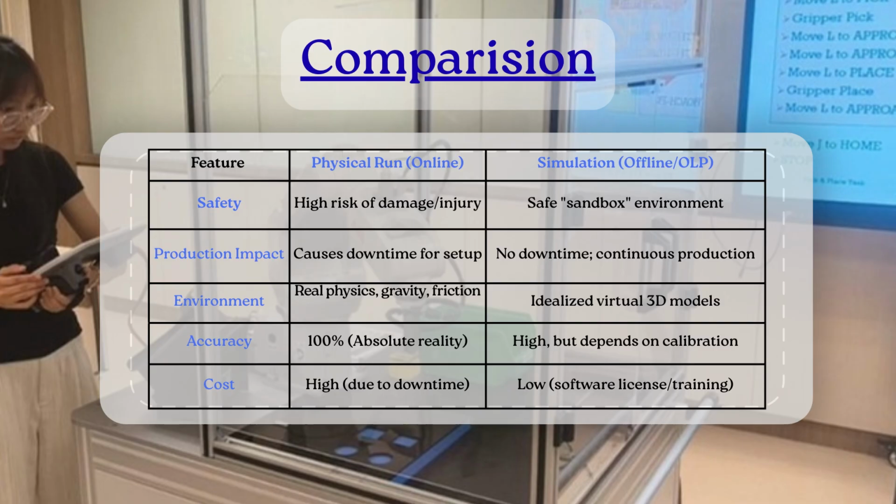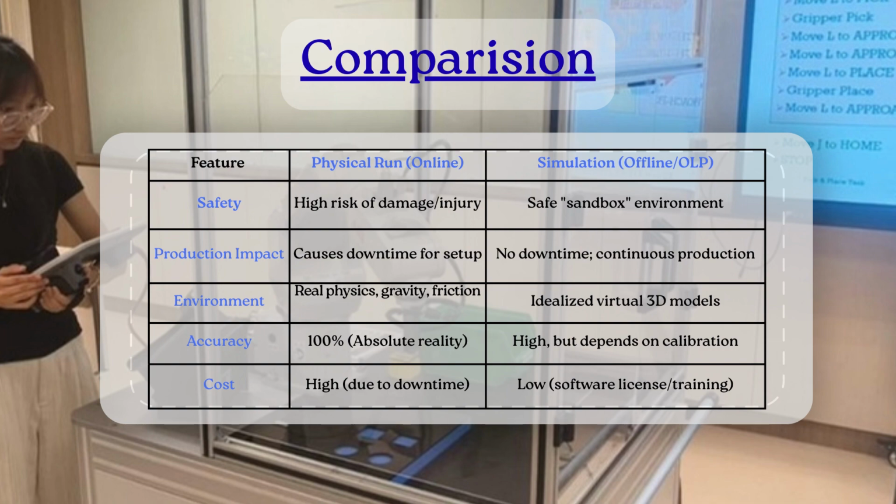For safety, unlike simulation, a real robot run poses collision risk that may damage equipment or cause injury to others, while simulation is completely safe. For production impact, real robot setup causes downtime and possible profit loss, whereas simulation allows programming without stopping production. For environment, real runs involve actual physics such as gravity and friction, while simulation uses idealized models that may differ slightly from real setups, such as my earlier Inventor robot cart.